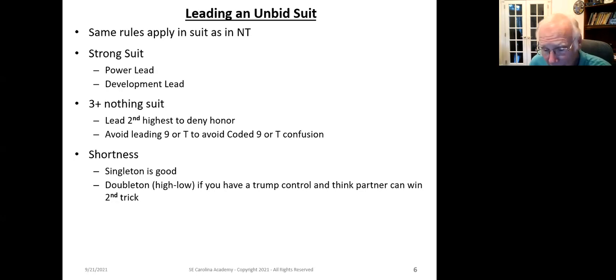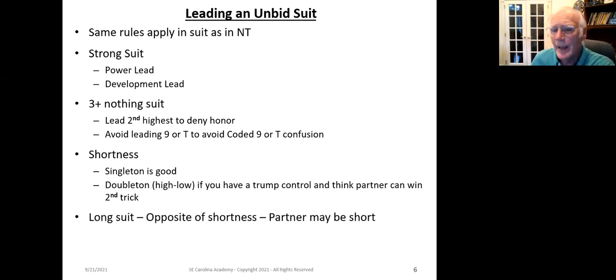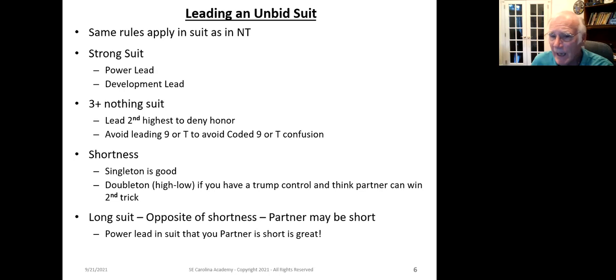Sometimes you don't have a choice because you don't want to finesse yourself and you don't want to lead trump. So just be aware. All right. Now, there are other things. If you have a really long suit, it might be really crappy, but your partner very probably is going to be shorted. So if you think you have that situation and you can't make a power lead in that suit, then you're going to want to make a suit preference lead to begin with.